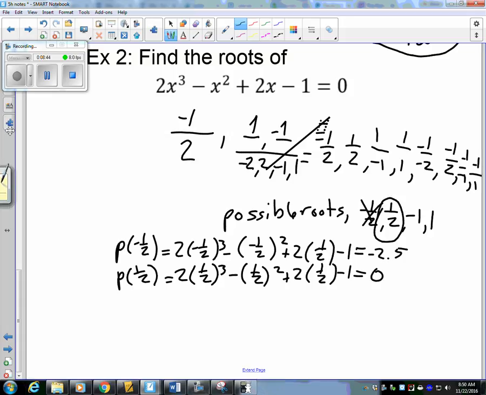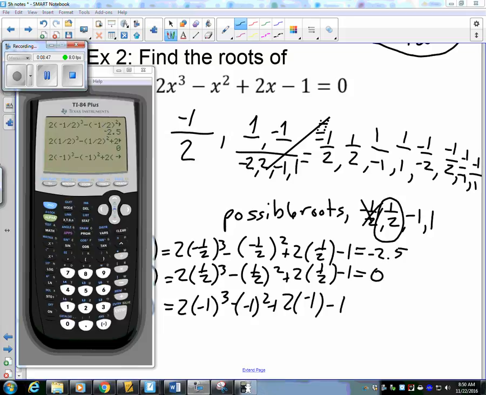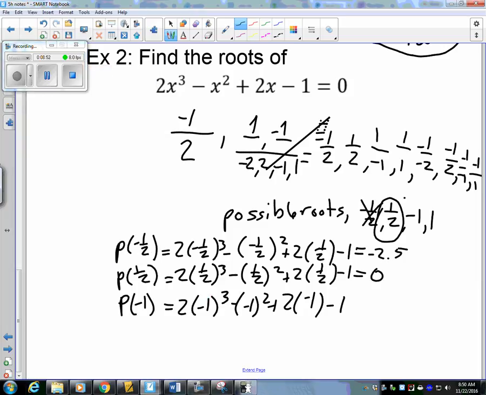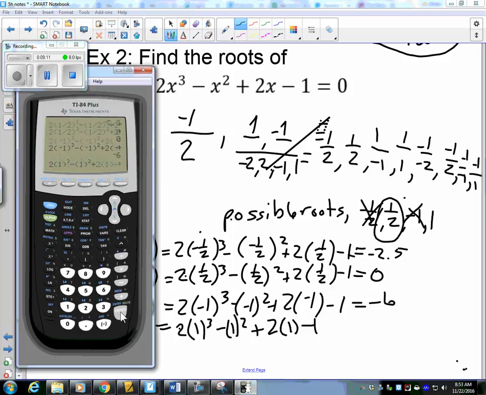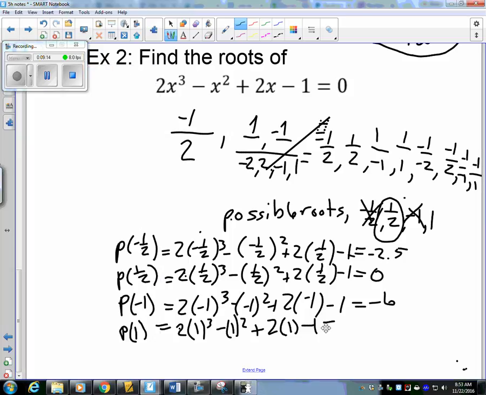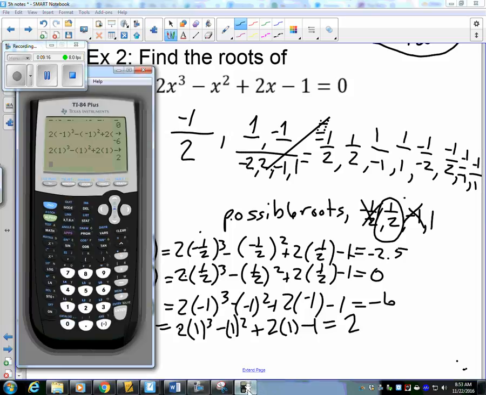So testing out -1, and we get -6. So this is not a root. And lastly, let's test out 1. So I'm testing this out. We get 2. So that is also not a root. The only root here is 1/2.